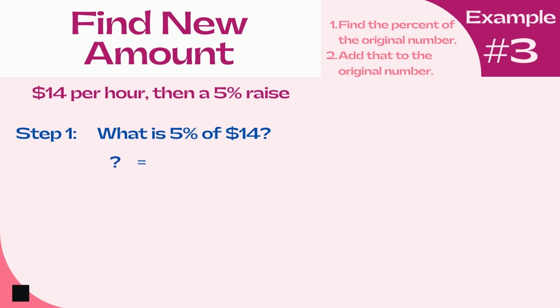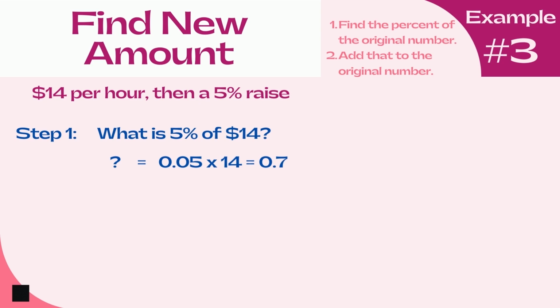For what is, we can use question mark equals, because the what is our unknown, and is means equals. 5% just needs to be written as a decimal, so divide by 100 or move the decimal 2 places to the left, so 0.05. The word of means times in this case, and 14 is just 14. So our equation ends up being unknown equals 0.05 times 14. When we multiply that, we get 0.7 or 7/10.